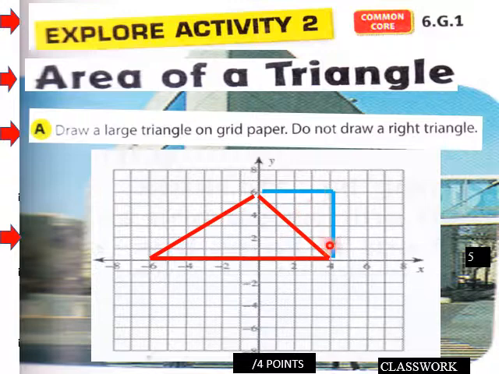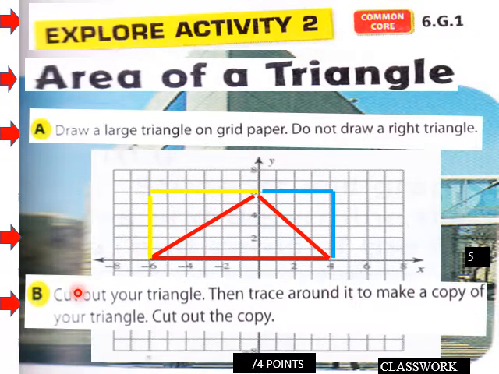We're going to make this thing, and then we're going to make this thing inside of a rectangle. And then now we have a rectangle out here, and then we have a triangle inside of the rectangle. Cut out your triangle, students, or if your teacher lets you cut out the triangle, if not, just take notes. Then trace around it to make a copy of your triangle.